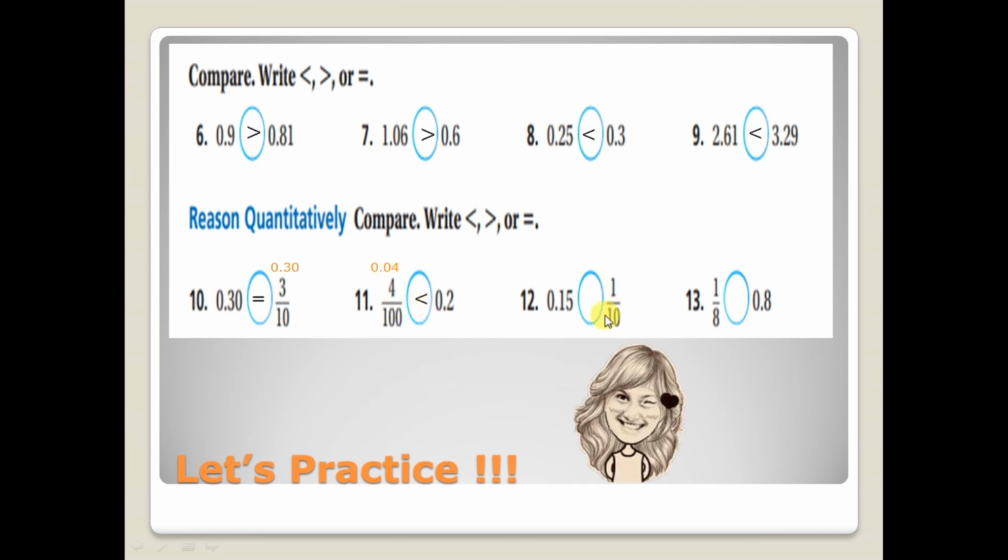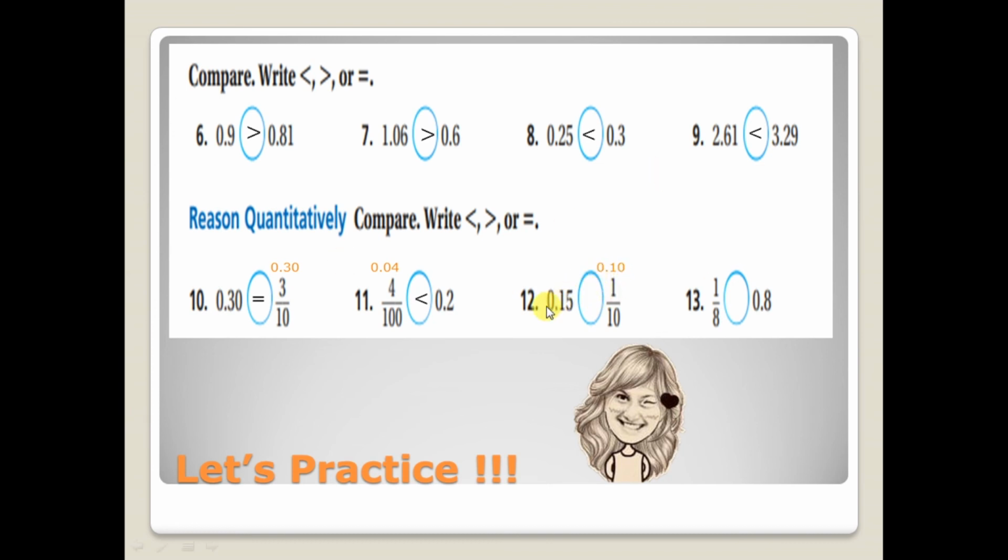And again, the same idea. We have a fraction. I need to convert it into a decimal so we can compare. 1/10 means 1 in the 10th place, and the 10th place is the place value right after the decimal point. So this means 0.1. And because we have nothing in the hundredths place, I will fill it with 0, so it will be 0.10.